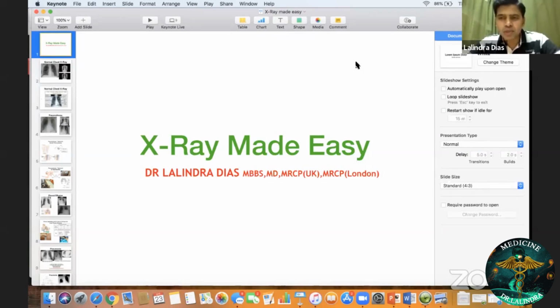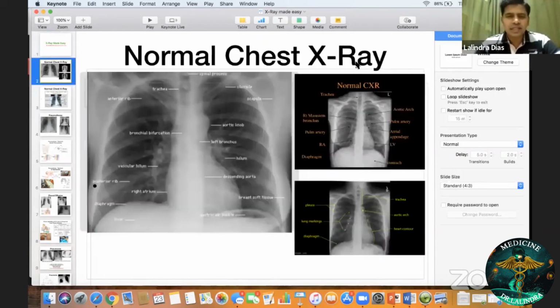I will teach you how to interpret the normal chest X-ray. Then I will also go through what are called abnormal chest X-rays, abdominal X-rays, and so on, but mainly concentrating on chest X-rays. All right, so let's go through one by one. Now, this is the normal chest X-ray.